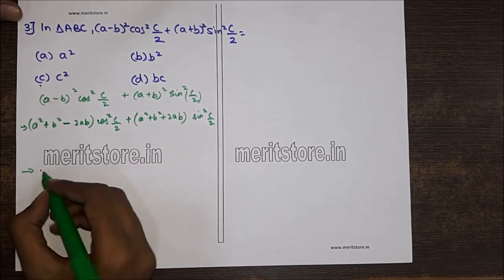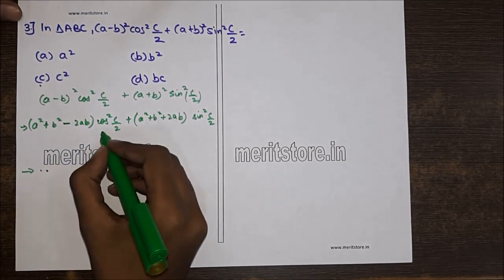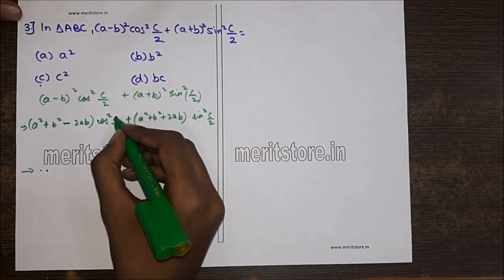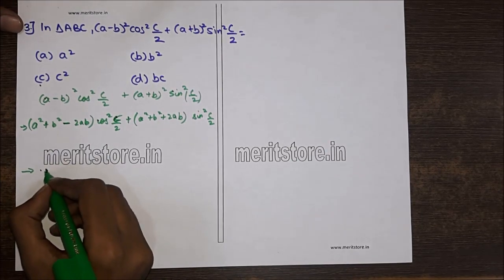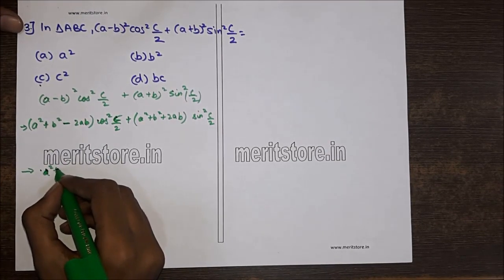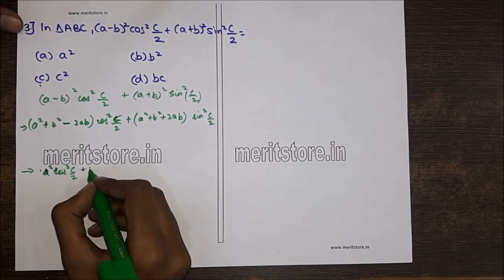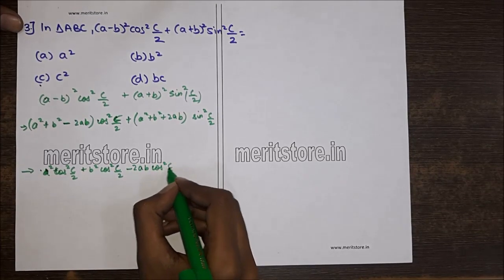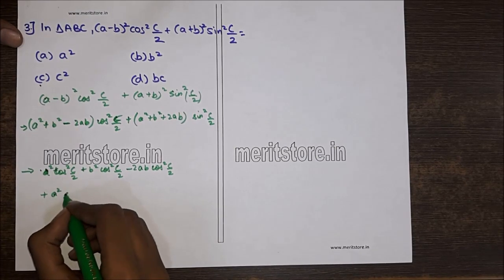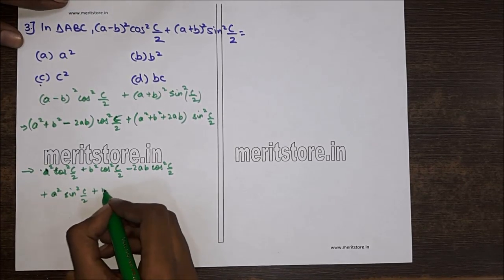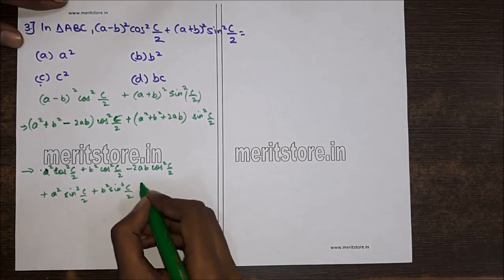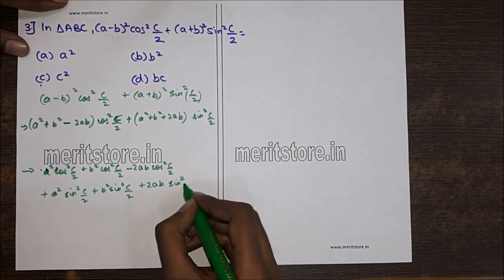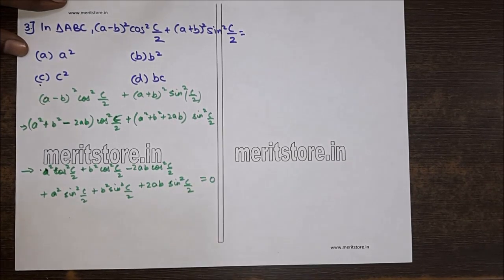Further expand this, taking cos square C by 2 and sin square C by 2, expanding this term, we get a square cos square C by 2 plus b square cos square C by 2 minus 2ab cos square C by 2 plus a square sin square C by 2 plus b square sin square C by 2 plus 2ab sin square C by 2.